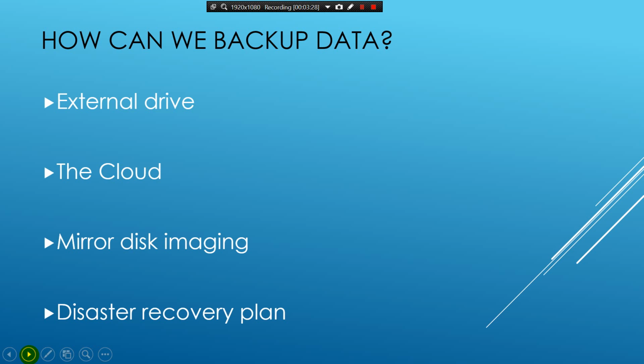Now we're going to go into how you can back up data. There's many different ways you can back up data. You have external drives, you have the cloud, you have mirror disk imaging, and then you have the disaster recovery plan that's offered from many different companies, like I said earlier.